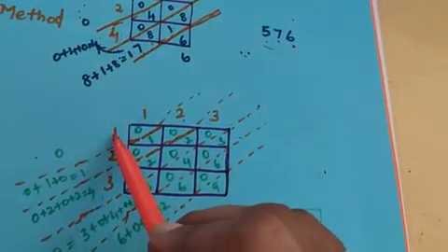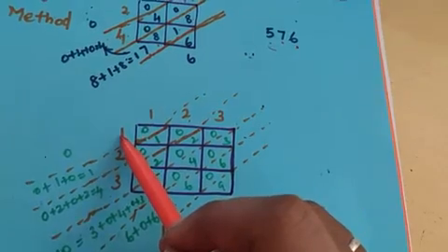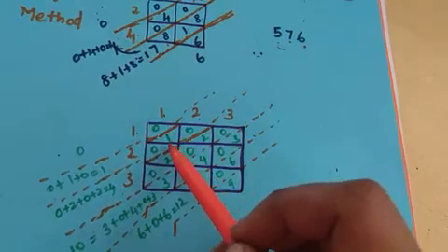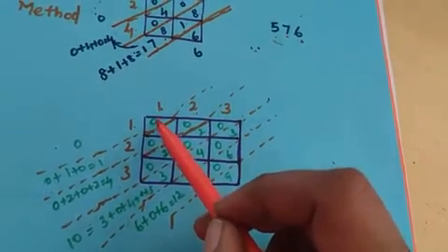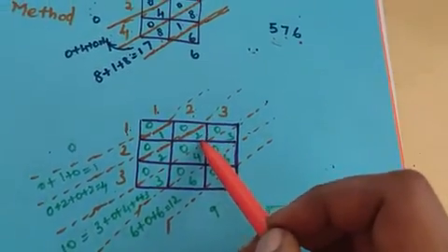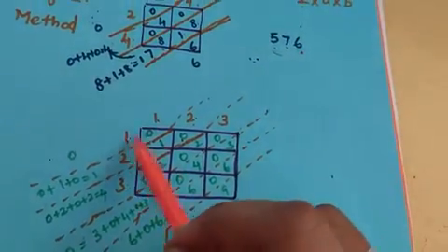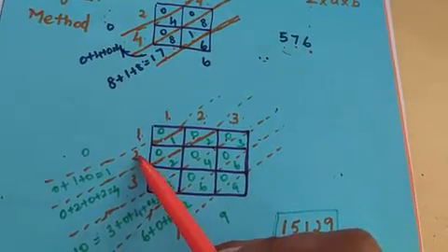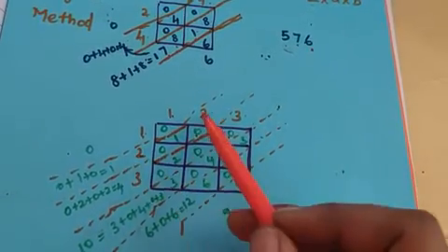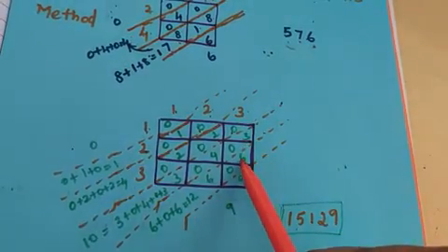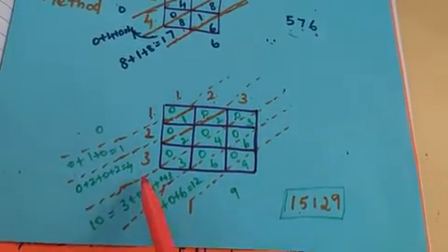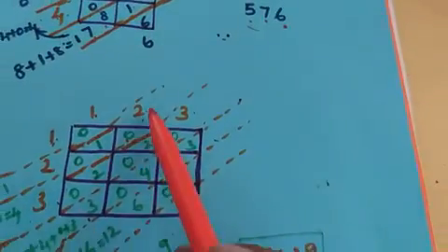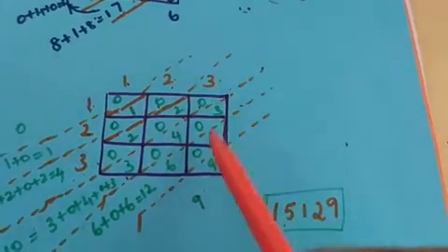Now, what do we have to do? First row with the first column, right? So 1 multiplied by 1 is again 1, tens place 0. 1 into 2 is 2, tens place 0. 1 into 3 is 3, and tens place 0. The same way you multiply here. 2 into 1 is 2, 2 into 2 is 4, 2 into 3 is 6, tens place all 0. Now come here, 3 into 1 is 3, and 3 into 2 is 6, again 3 into 3 is 9.